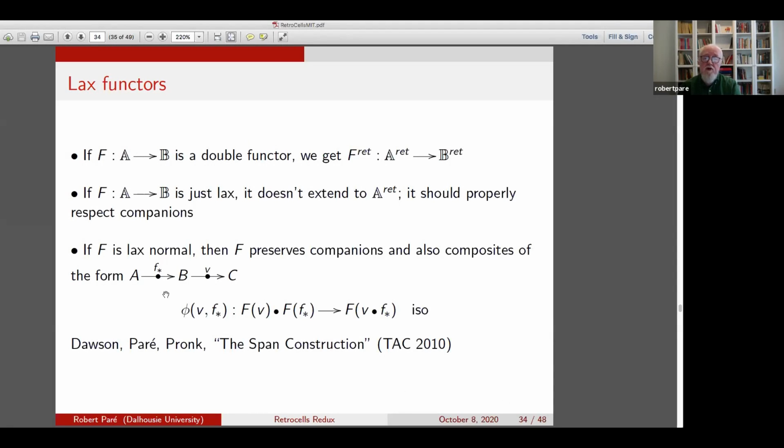Just a question about whether functors preserve retrocells. A double functor will preserve retrocells, and you get a double functor from A ret into B ret. But if it's just lax, then it doesn't extend to ret. So it should properly respect the companions, as I say here. You always have that if it's normal, a lax normal double functor preserves companions. And it also preserves composites by companions, but on the right, as I wrote there.